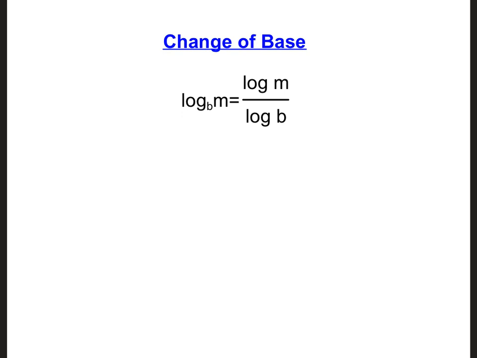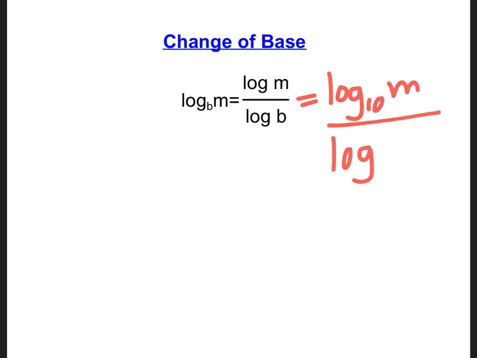All right, we're going to start with our change of base formula. It says log base b of m equals log of m divided by log of b. Remember, if I don't have a base written, that means that the base for my log is 10. So this is really the same as log base 10 of m divided by log base 10 of b.